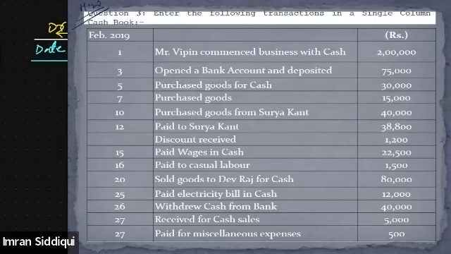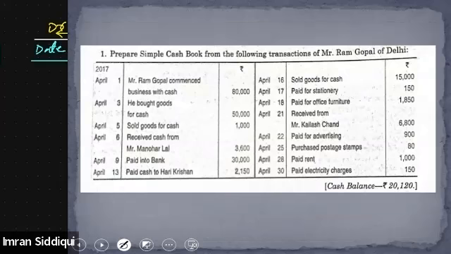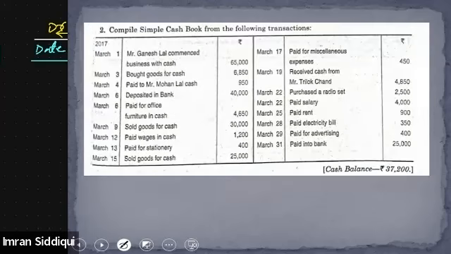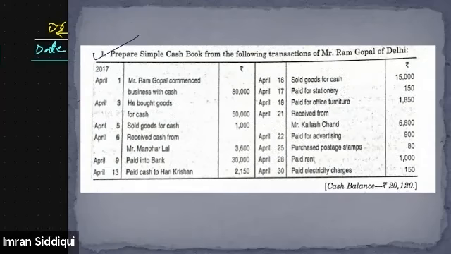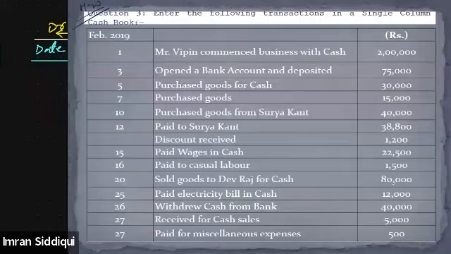Take the screenshot. Done. Yes, sir. And also take the screenshot of this question, please. In both these cases, you need to prepare a simple cash book. That means single column cash book only. Take the screenshot. And you have the answer in this case as well: 20,120. And for this, the answer will be 1,29,700.